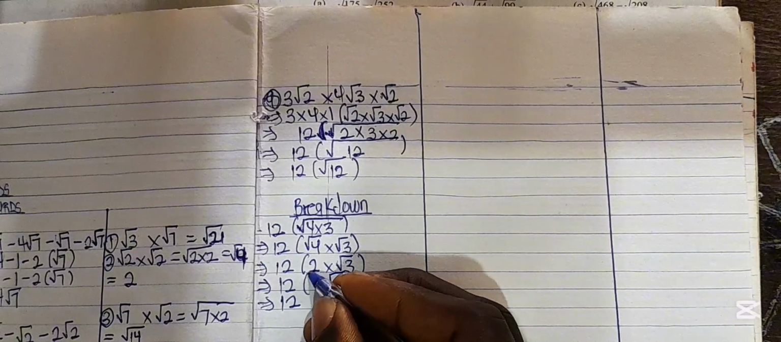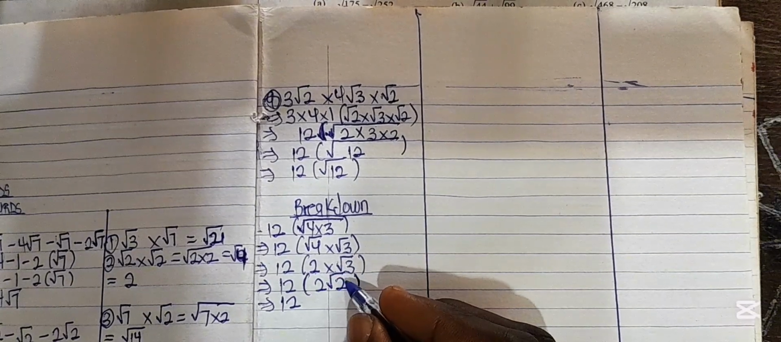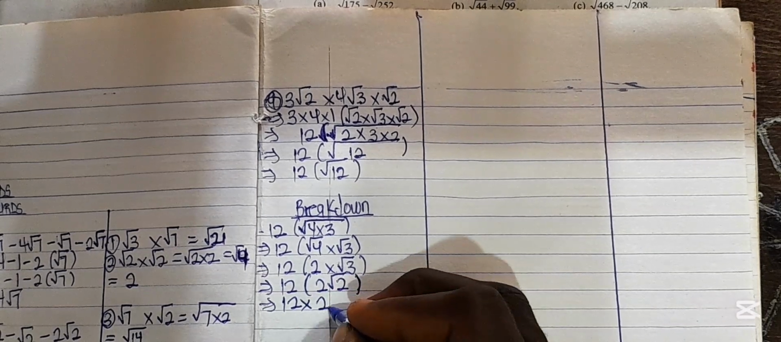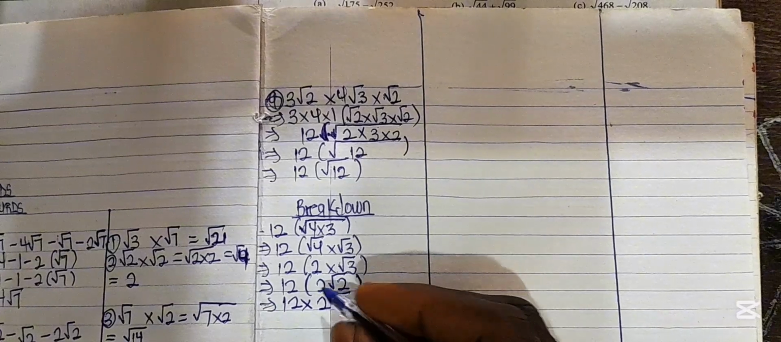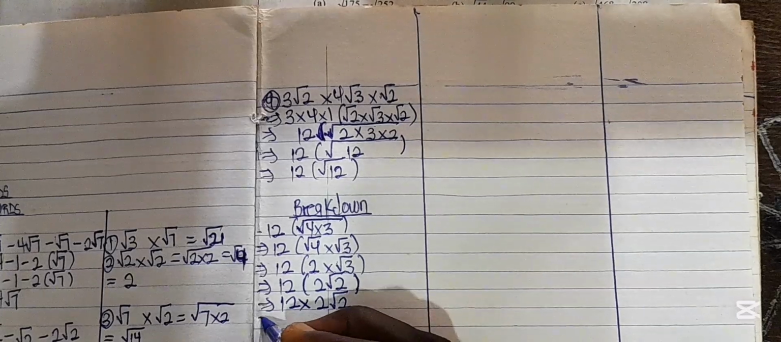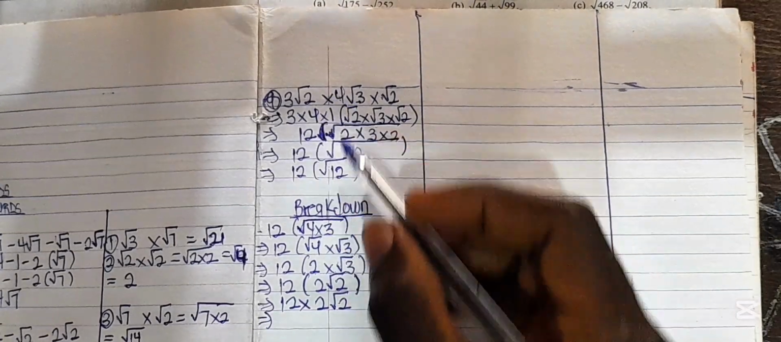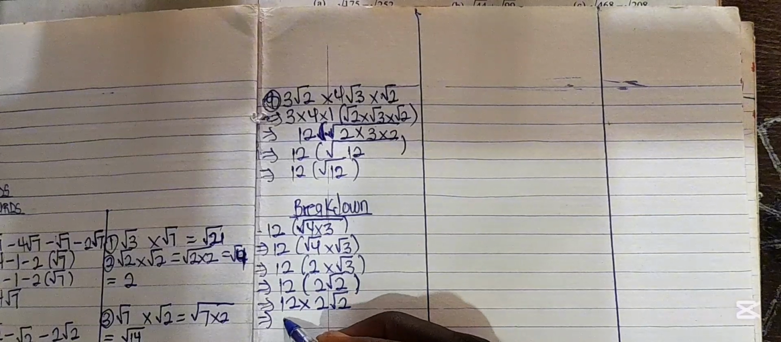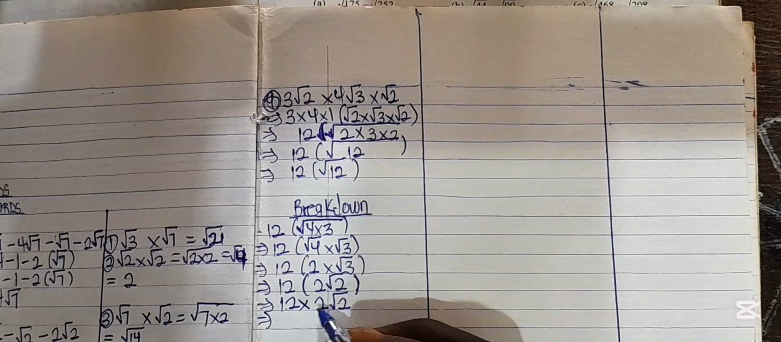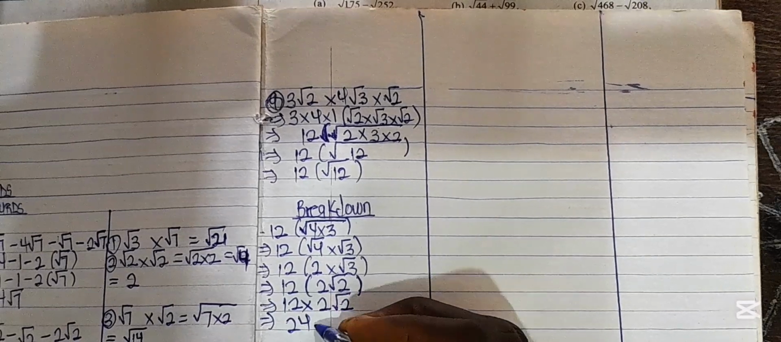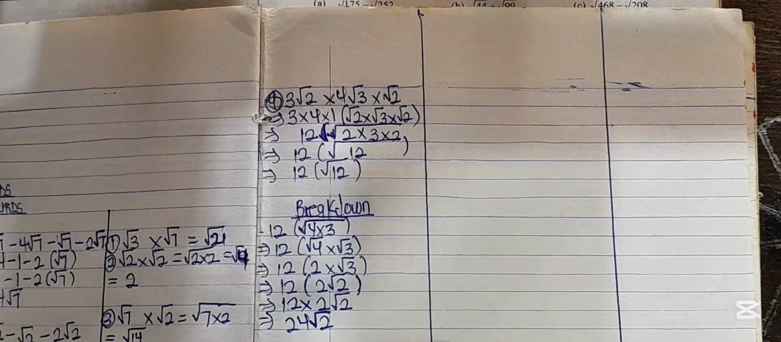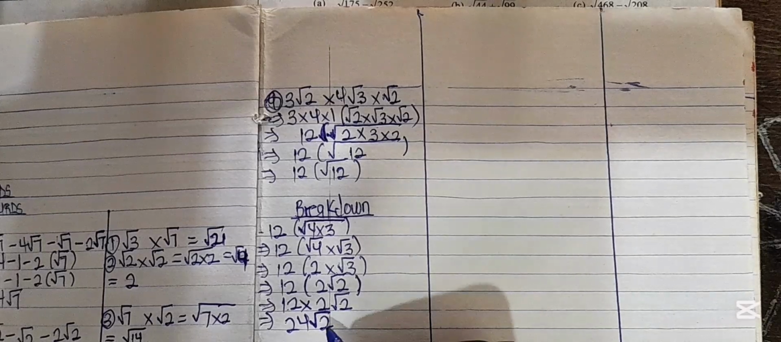Now it becomes 12. Remember, if a number is being put inside the bracket, it means there is a multiplication sign here. So 12 times what? 2 root 3. So when we remove the bracket, we introduce a multiplication sign. Now remember how we did it at the top here, so we do the same thing here. Now we get 12 times 2 root 3. Here multiplies the number here. So 12 times 2 is what? 24. So we get 24 root 3. So this becomes our final answer, 24 root 3.